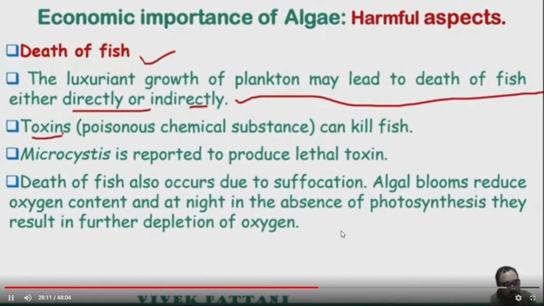The toxins produced by some of the algae can also kill the fish, and one such algae is Microcystis, which is reported to produce a lethal toxin. Now the death of fish can also occur due to suffocation. How suffocation? It is due to the depletion of the oxygen contained in the water, as algae basically covers up the surface area due to the overgrowth, and as time moves forward, the oxygen content of the water slowly depletes, and finally a time will come where no oxygen will be available for the fish and other organisms to survive. So basically this process is called eutrophication.